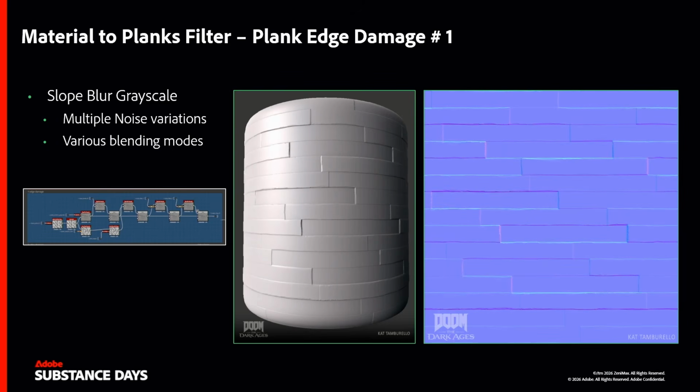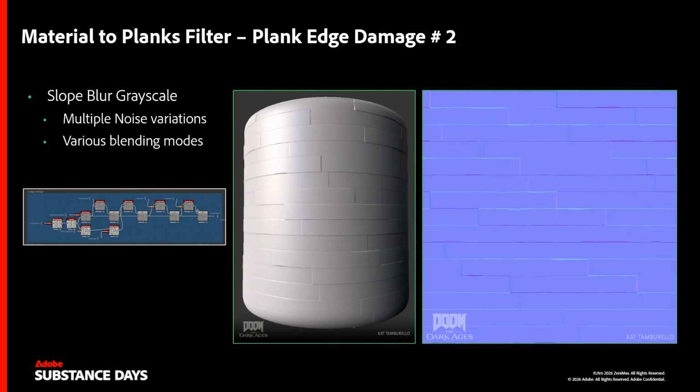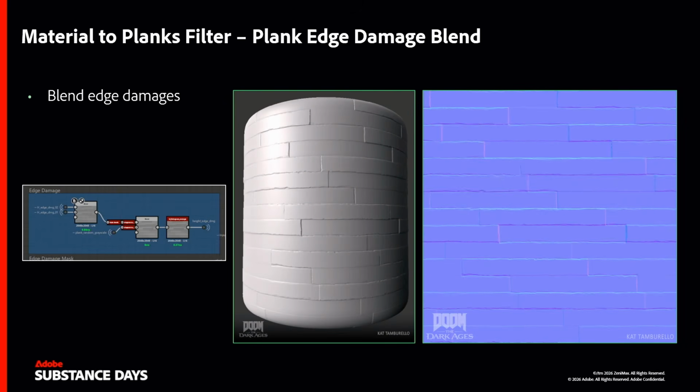Now with the foundation out of the way, I started creating a variety of edge damage using a series of slope blurs, different noise variations, and blend modes. I created 2 variations using a similar node structure that achieved slightly different results. And then I blended those 2 damages together just to add some more variety.